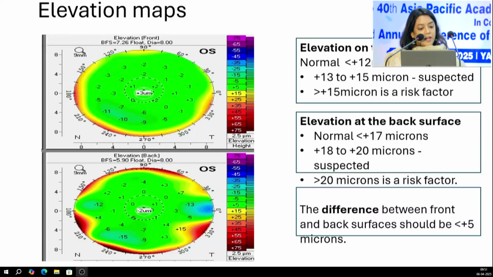Next are the elevation maps, the anterior and the posterior elevation or float maps. This is when we compare the anterior and the posterior curvatures with a reference or best fit sphere, and anything more than 15 micron in the anterior and more than 20 micron in the posterior is suspicious for an ectasia.